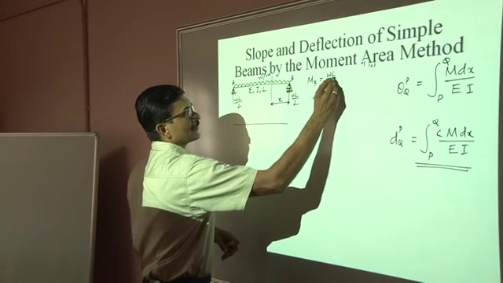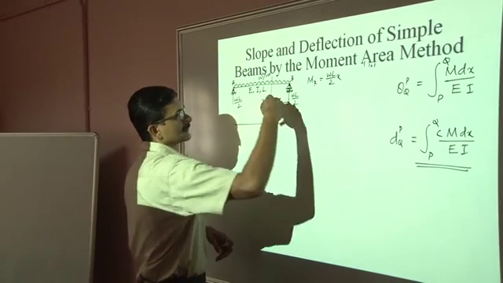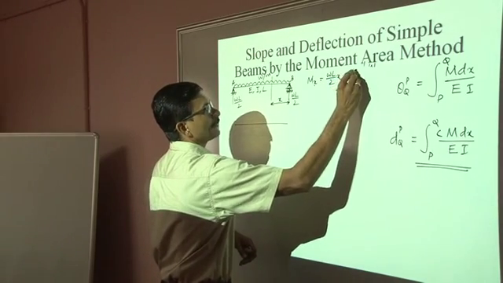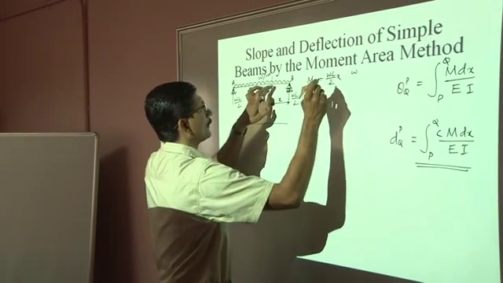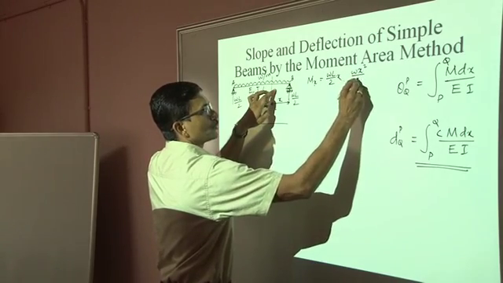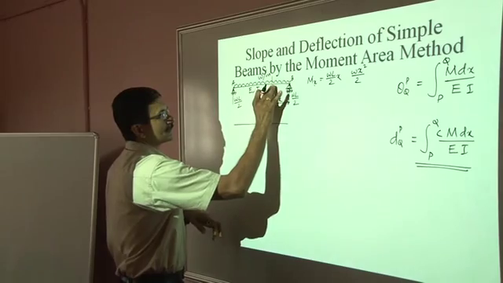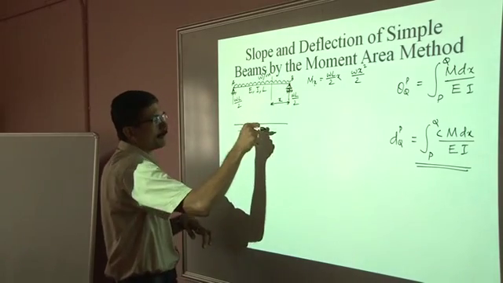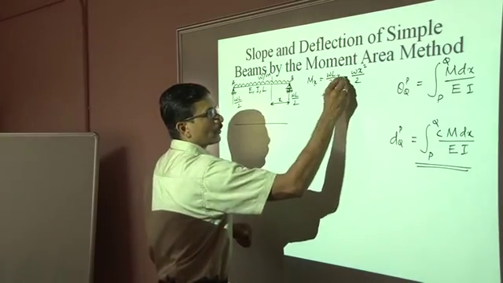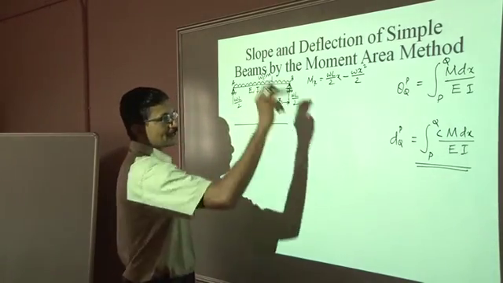W L by 2 into X sagging and W X into X by 2 hogging. The bending moment of this portion of the load is going to hog the beam, and this reaction is going to sag the beam at this section. So we have a minus sign for hogging and plus sign for sagging. That is the equation for BMD.